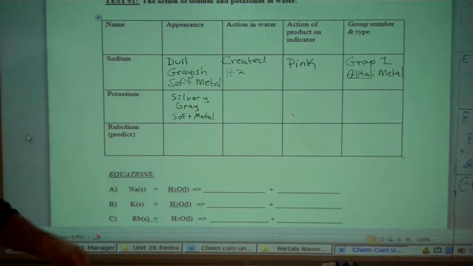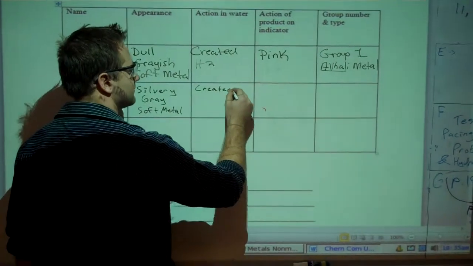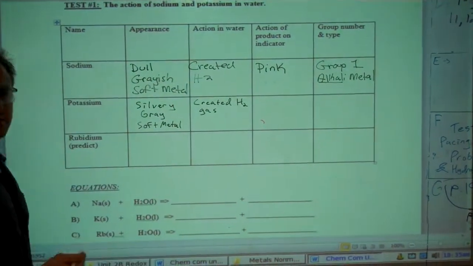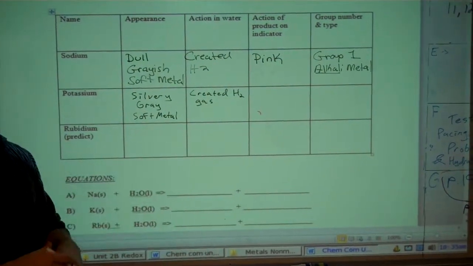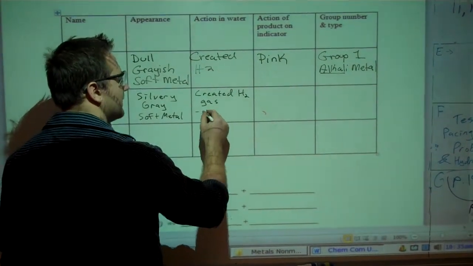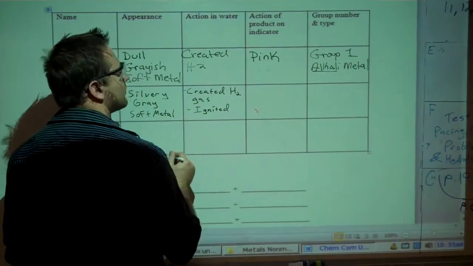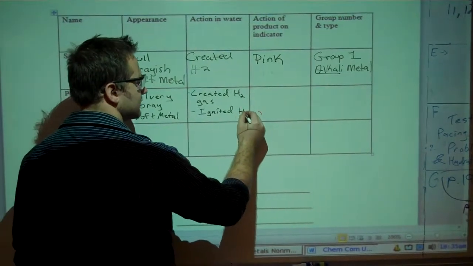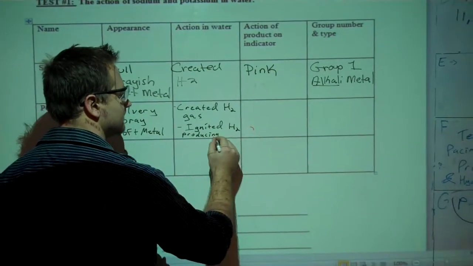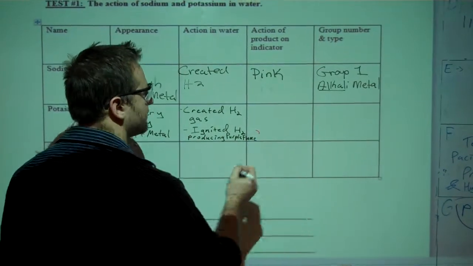Now, you saw that when it was in water, it created hydrogen gas just like sodium did. And it actually was reactive enough that this hydrogen gas, which is flammable, the energy given off by potassium reacting with water, was enough to actually ignite the hydrogen gas, and it ignited, producing a purple flame. Ignited the H2, producing a purple flame. Sorry, running out of space here.